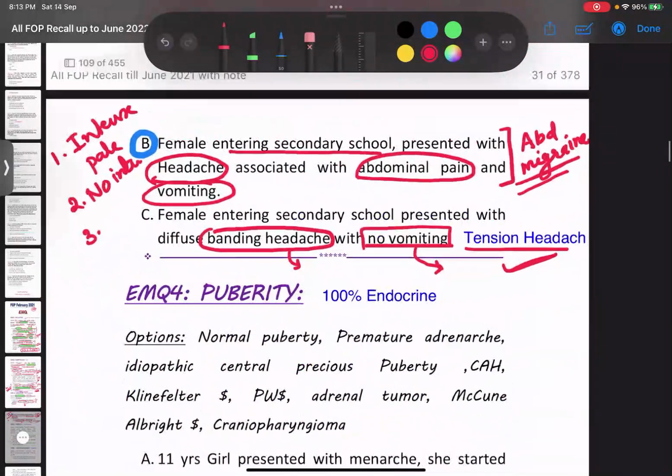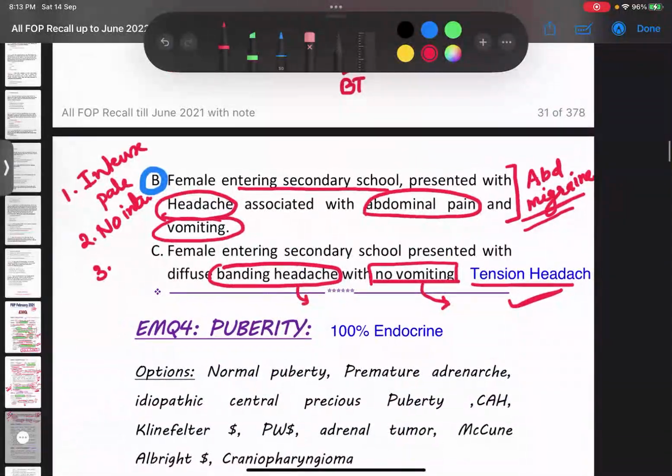Ma'am, excuse me, is there a cluster headache that occurs in the pediatric population, ma'am? Cluster headache is less common in the pediatric population, but it is possible. Here we are dealing with theoretical questions. So if you ask whether this is possible, it is possible, but in very rare cases.